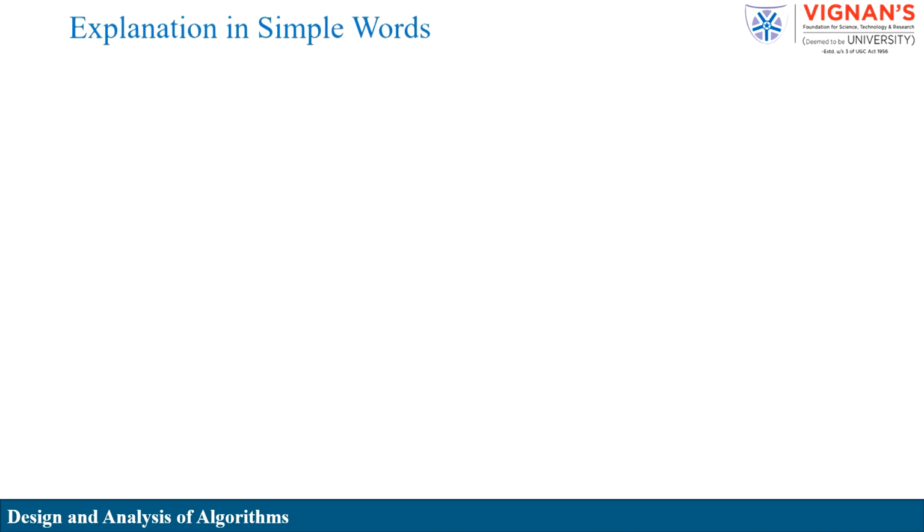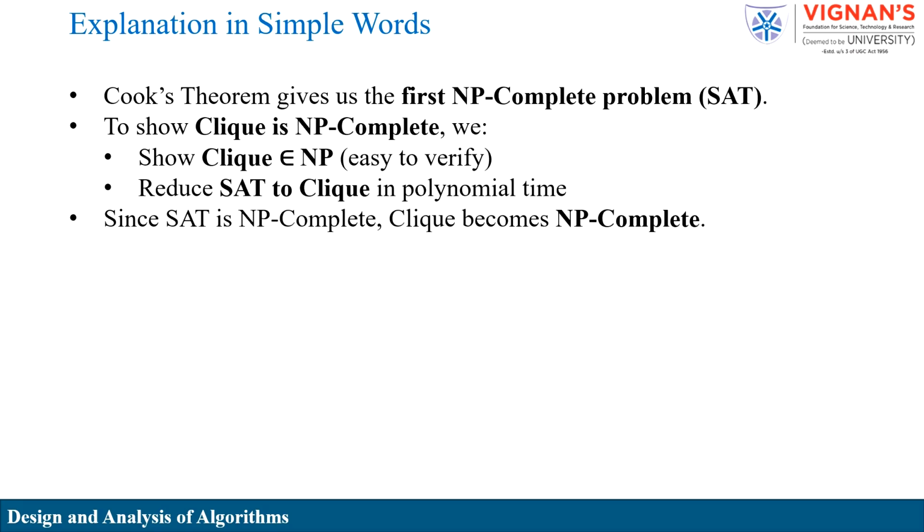Explanation in simple words. Cook's theorem gives us the first NP-complete problem, which is called SAT. To show that Clique is NP-complete, we do two main things. First, we show that Clique belongs to NP, which means that once we are given a solution, it is easy to verify. Second, we reduce SAT to Clique in polynomial time. Since SAT is already known to be NP-complete, this reduction proves that Clique is also NP-complete.